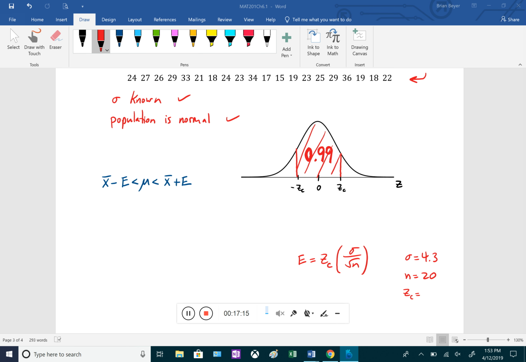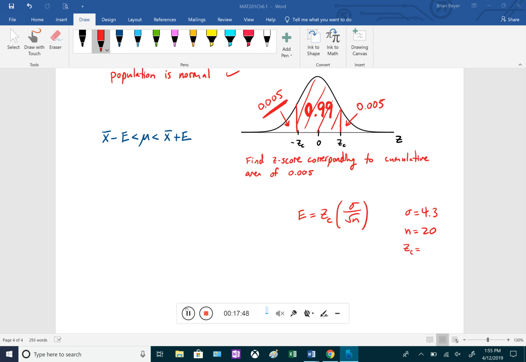Once again, we want to relate this to an area to the left because the table tells us areas to the left. So if 99% of the area is between those two values, that means 1% is outside of them, which means 0.5% is here and 0.5% is here. As a decimal, 0.5% would be 0.005. So we're going to look up 0.005 in the table again.